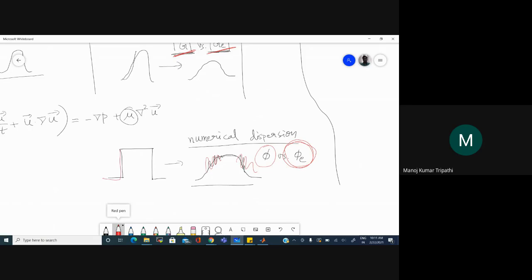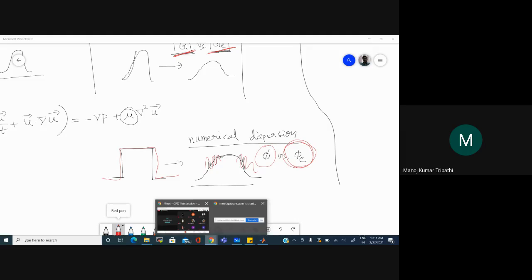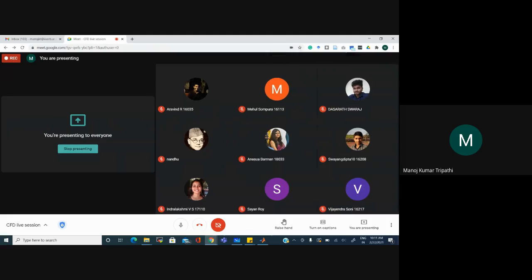Where this was a superposition of all the waves, now the waves are leading and lagging, these individual components. So I hope this was clear. If this is clear, we can go to an example on MATLAB. Let me know if you have any question.